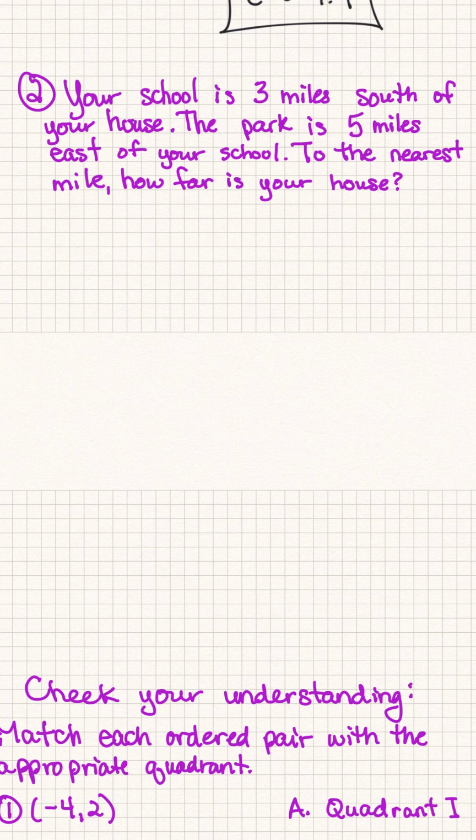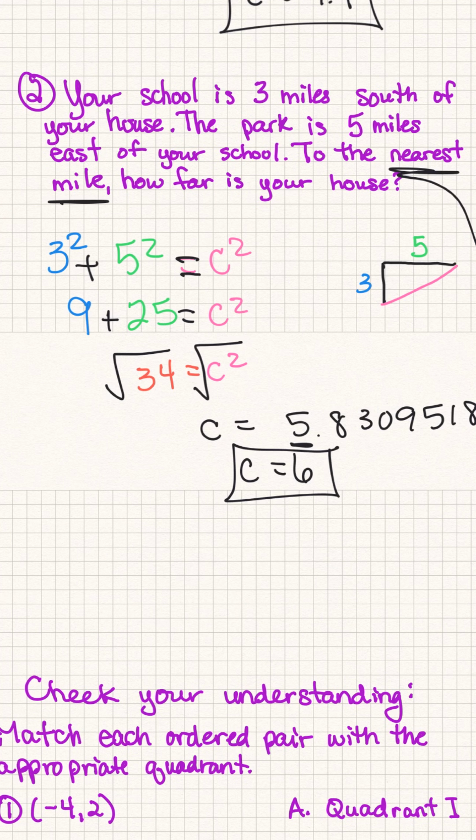Looking at the second one. So I drew a little picture to help me out. One side was 3, the other was 5. We want to find the hypotenuse. 3 squared is 9, 5 squared is 25, equals C squared. Add those together, you get 34. The square root of 34, you can use a calculator, is this long number. And so it said to round to the nearest mile. 8 makes the 5 go up, so therefore it's 6 miles.